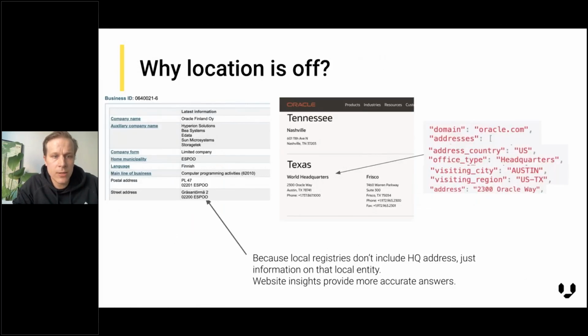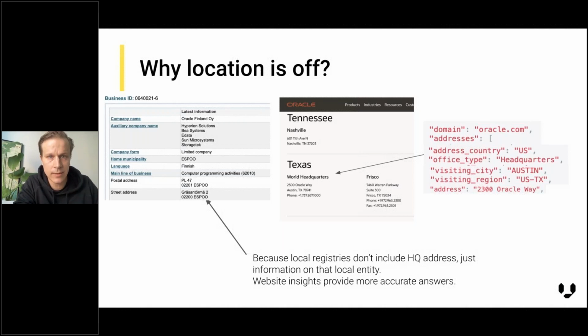And why is location often off? Of course, if you just use the local business ID in the Nordics, then these international companies, picking Oracle as an example. Yes, they do have an address in Finland, it's in Espoo, Finland, but it would be quite misleading to profile Oracle as a Finnish company.